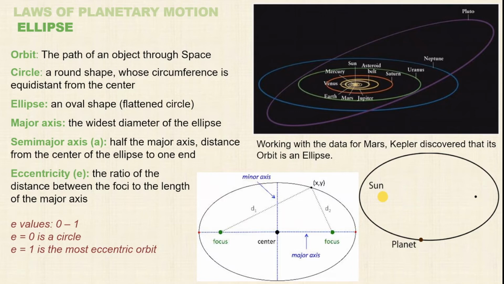And so basically, a circle is an ellipse with 0 eccentricity. e equals 1 means it's very flat, very eccentric. The flatness is very high. And orbits with that high eccentricity are not stable. We'll discuss that later.